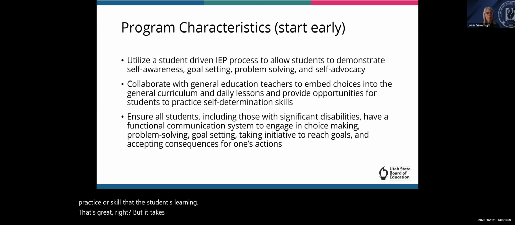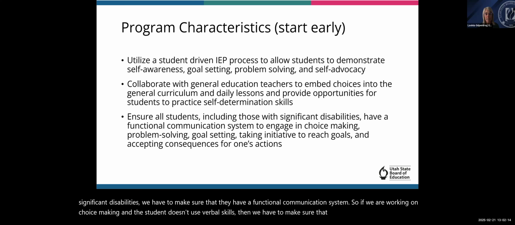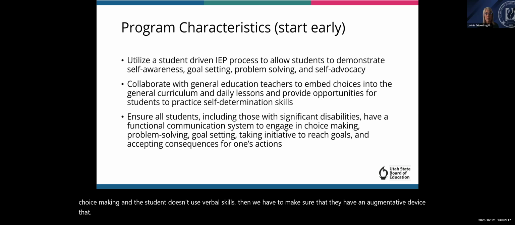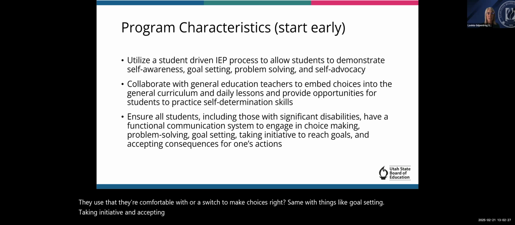And then oftentimes we forget this, but with our students with more significant disabilities, we have to make sure that they have a functional communication system. So if we are working on choice making and the student doesn't use verbal skills, then we have to make sure that they have an augmentative device that they use that they're comfortable with, or a switch to make choices, right? Same with things like goal setting, taking initiative and accepting consequences for their actions. So don't discount, if you work with students with more complex needs, that this can still be done. It just takes a little more planning, I think, right?